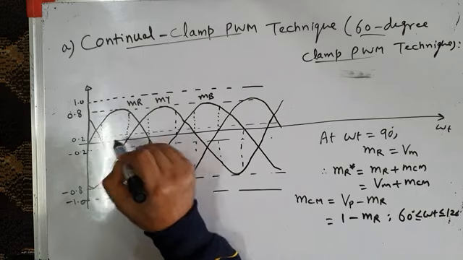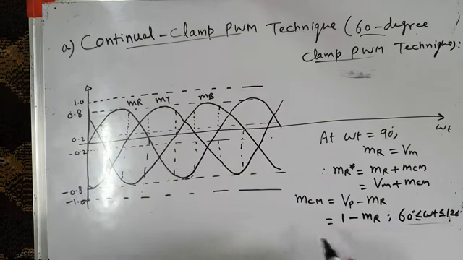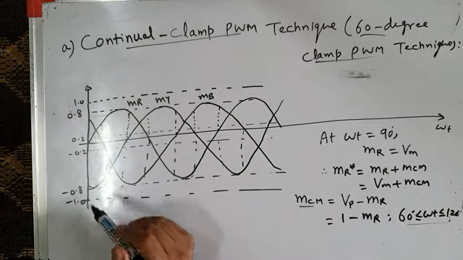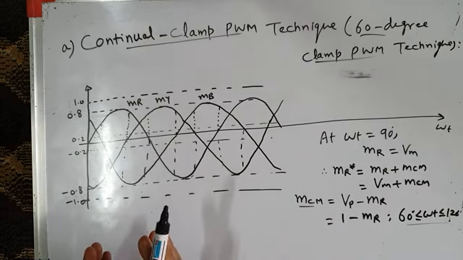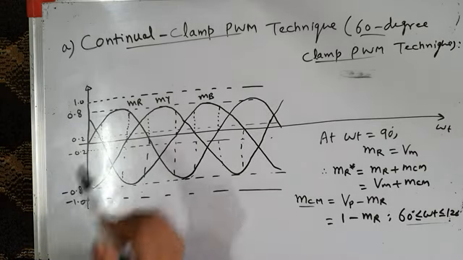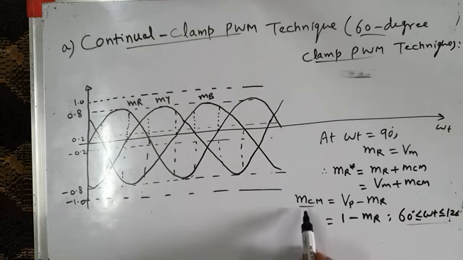Now from 60 degrees to 120 degrees, the common mode signal is calculated like this. It is 1 minus MR. Why is it 1 minus MR? Because during this interval, MR has its maximum positive value and we want to clamp the phase leg R to the positive DC bus over this interval of time. So for that purpose, we have to inject a common mode voltage whose value is given by the formula 1 minus MR from 60 to 120 degrees.